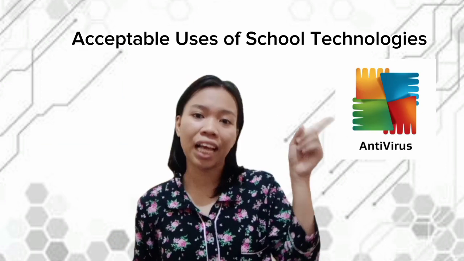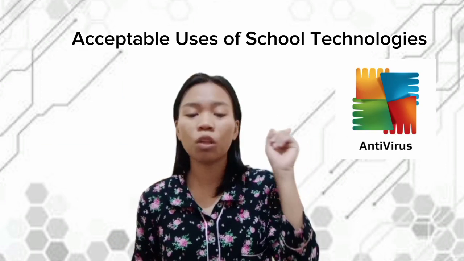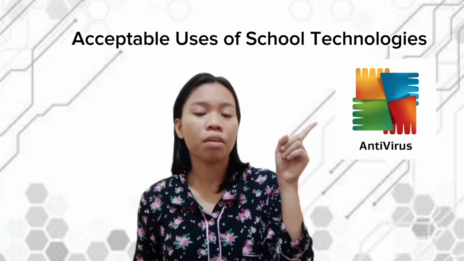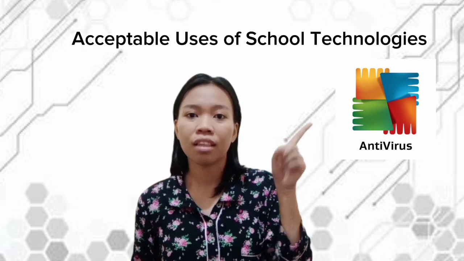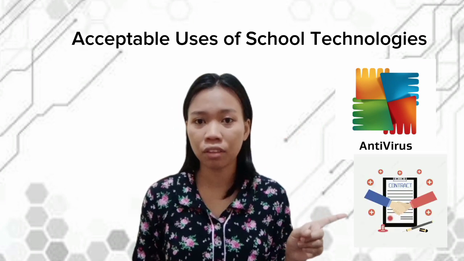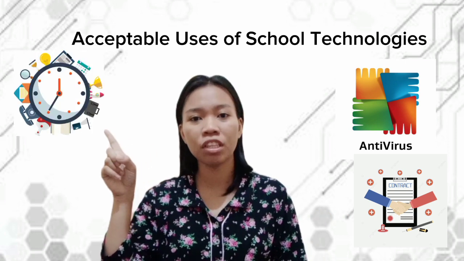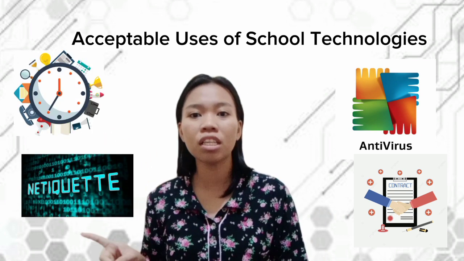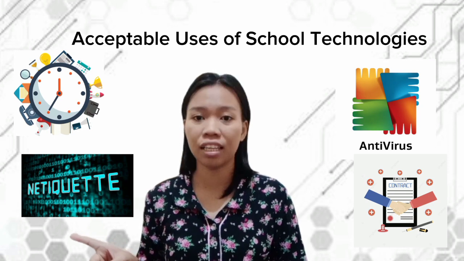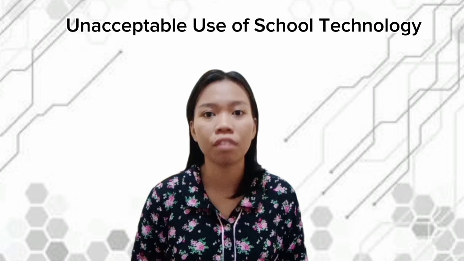Next is running antivirus software on downloaded files, attachments, peripherals, or disks. Next is signing correspondence. Next is using online time efficiently, and the last one is using the internet ethically and legally. Now here are the examples of unacceptable use of school technology.